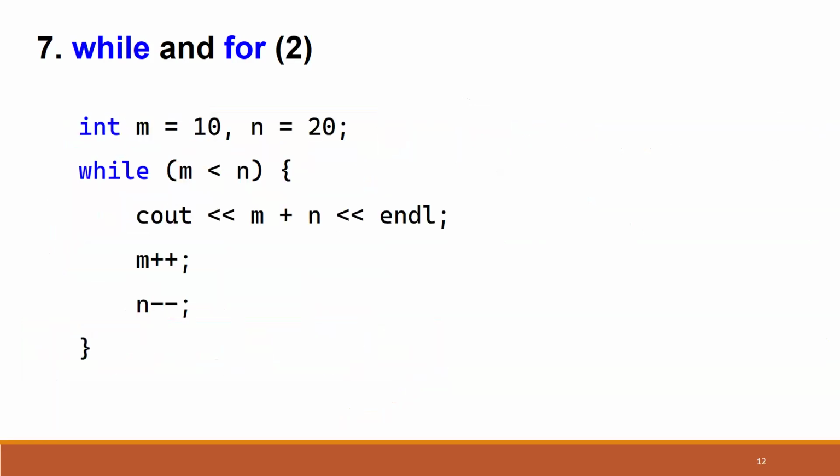Okay, guys. What will be the output? When you have this kind of problem, you only need to see the cout part. cout is the printing out. So what will we print out in this example?